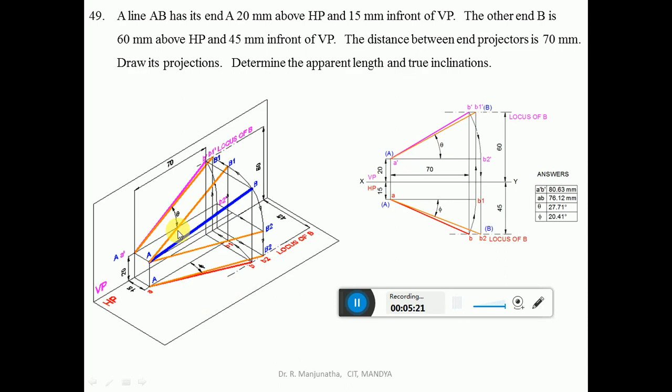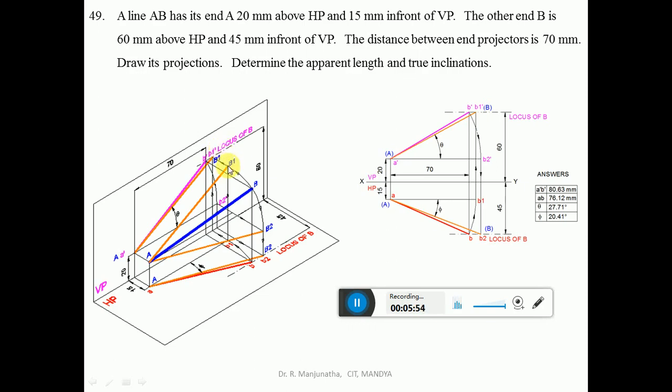That is what they have found. Now, when we are rotating in space from B to B1, the image will also rotate in the horizontal plane. That means when you look from the top view, the point B moves from B to B1 such that AB1 will be parallel to VP. Since AB1 is parallel to VP, we get the true length in VP, which is A dash B1 dash.